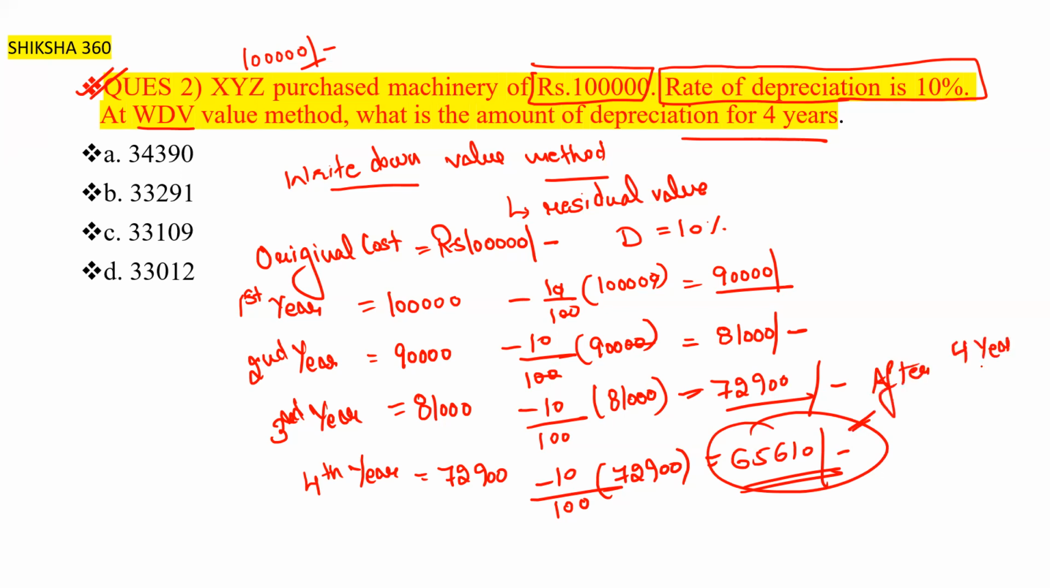After 4 years. But we will see that in the options there is nothing regarding that. Here they are asking what is the amount of depreciation, basically how much depreciation will occur within 4 years.